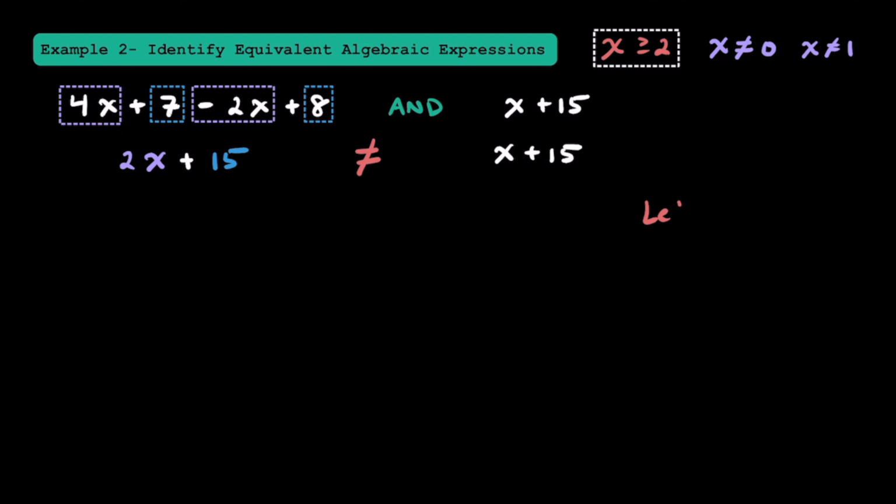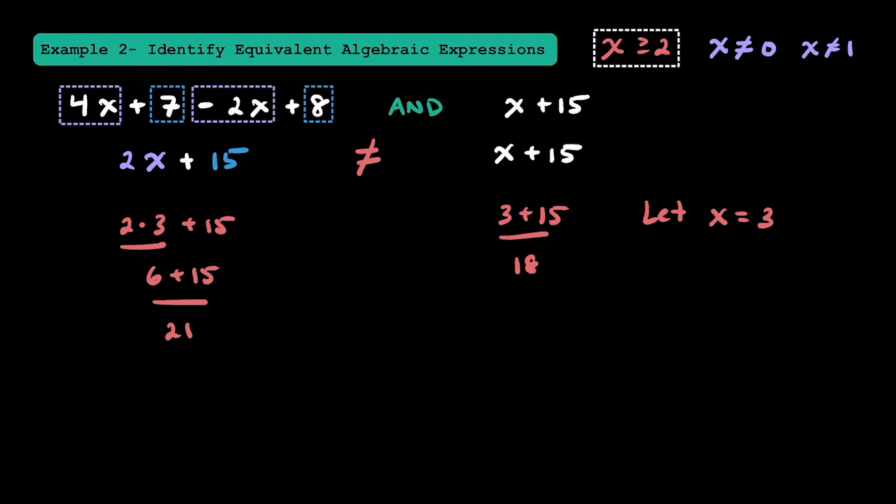If you'd like to prove this, you can make x equal a value, and I'm going to choose 3 in this case. Again, we're going to choose a value that's 2 or higher. Substituting in, we have 2 times 3 plus 15. 2 times 3 is going to be 6, we have 6 plus 15, and 6 plus 15 equals 21. On the right here, substituting in 3 for x, we have 3 plus 15, and that's going to equal 18. Since 21 is not equal to 18, we know that these two expressions are not equivalent.